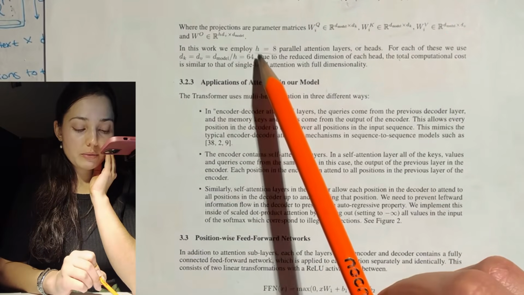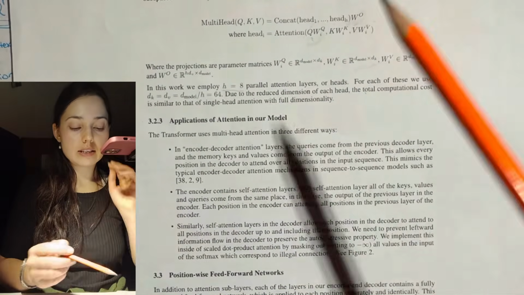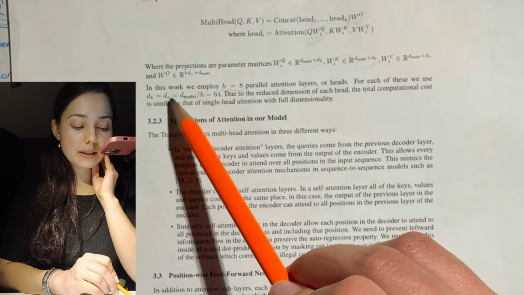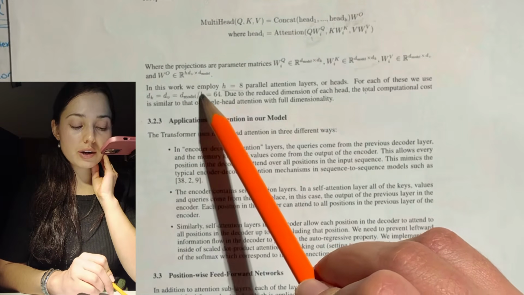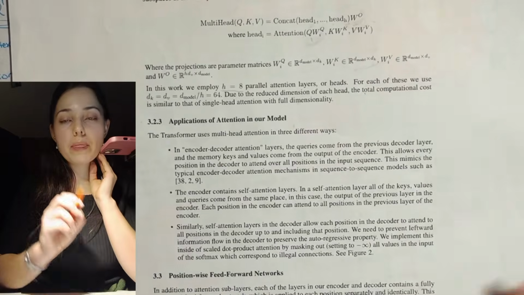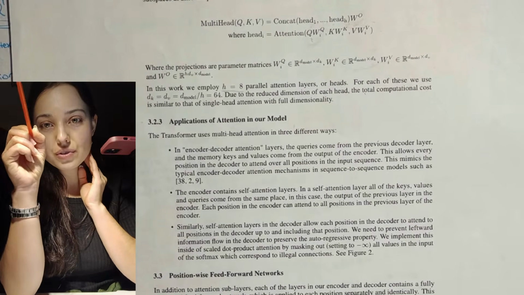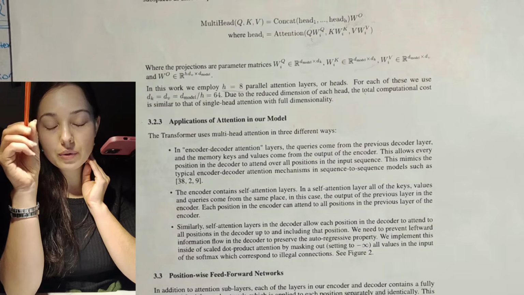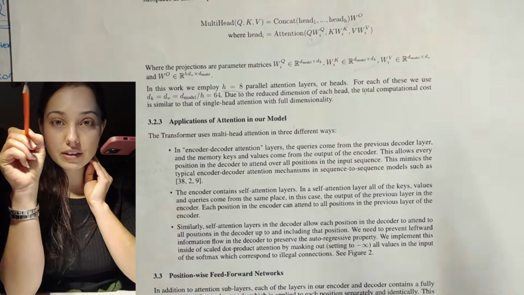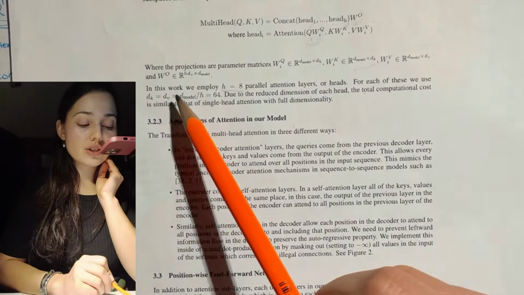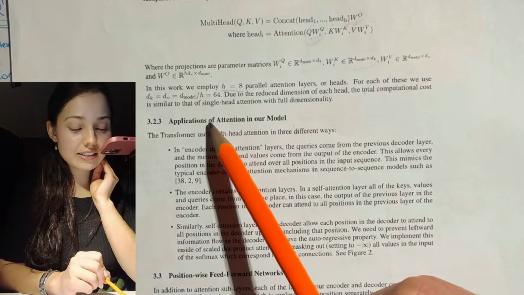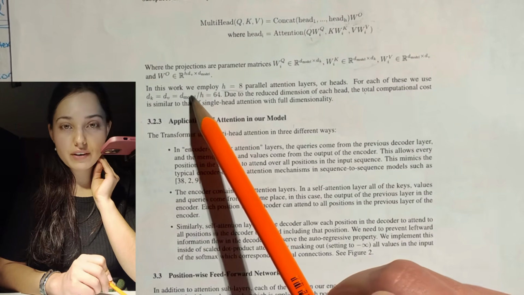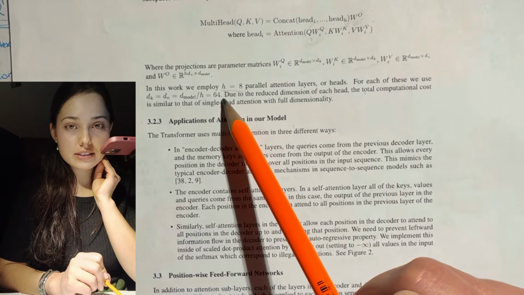In this work, we employ h equals 8 attention layers or heads. For each of these, we use dk is equal to dv is equal to d model over h is equal to 64. So even though they went through all of the trouble of making it seem like queries and keys have the same dimension, but it's different than the values, they actually just ended up making it the same. And it happens to be the d model, which is 512 divided by 8, 64.